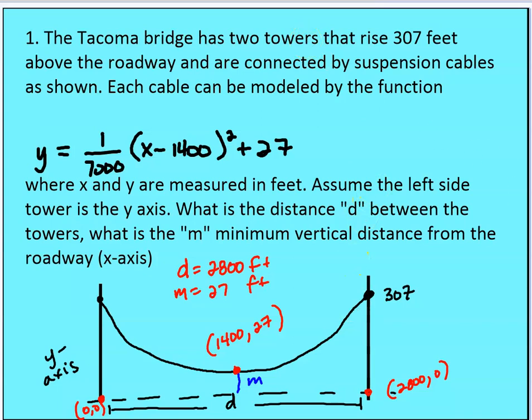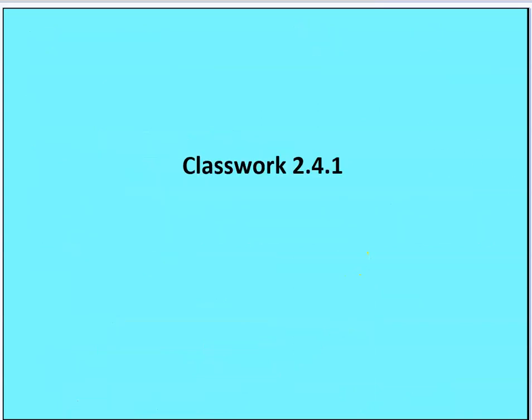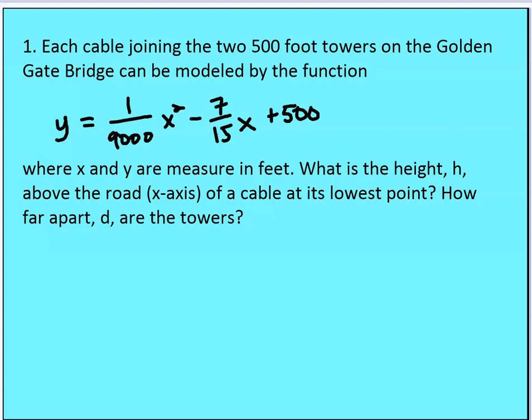All right, so that brings us to first classwork problem 2.4.1. So this is a similar problem. Each cable joining the 2 500-foot towers in the Golden Gate Bridge can be modeled by the function here, where x and y are measured in feet. What is the height h above the road of the cable at its lowest point, and how far apart d are the towers? So you can take a moment here to write this down, and I'm going to move on to our next problem.